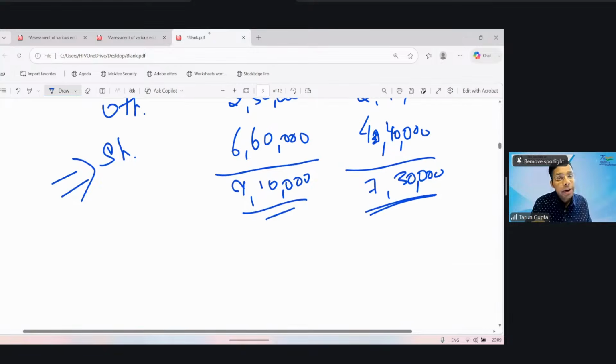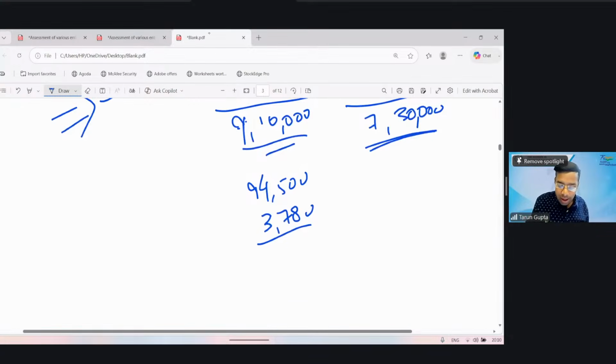And how do we compute the rebate? First I compute a tax on 9,10,000. J has opted for the old tax regime. So for old tax regime, 9,10,000 minus 5 lakh into 20% plus 12,500, it comes to 94,500, plus 4% cess, 3,780. So it comes to 98,280 is the tax. But I will be eligible for a rebate.